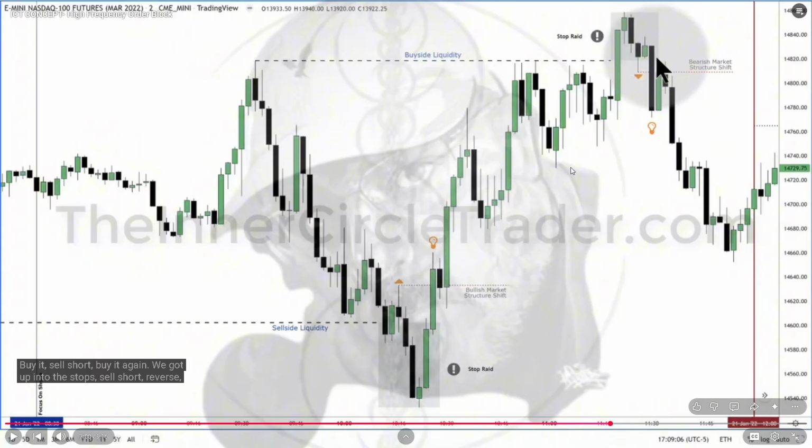Now where's liquidity at? Liquidity is under this low right here. See, it goes right there. Liquidity under this low right here. It goes right there. Simple as that. And ride the larger swing down.